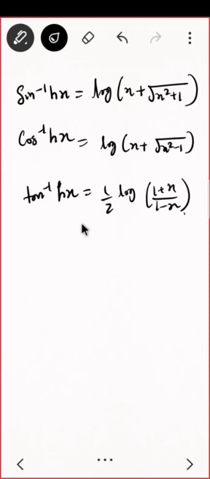And if somebody asks what is the expansion of sine inverse of hyperbolic x, do you see the power series expansion? So it is quite a nice one.